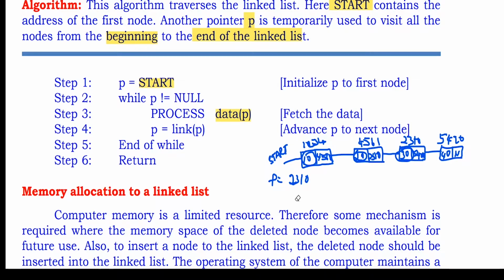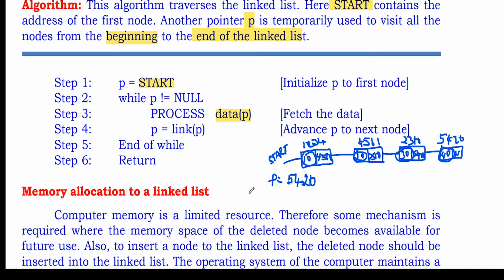So the P value is the link field 5420. So now it becomes 5420, which is not null. Correct? We apply some process on that data. So what is that data? It is 40. We perform some operation, so we visited the next node.